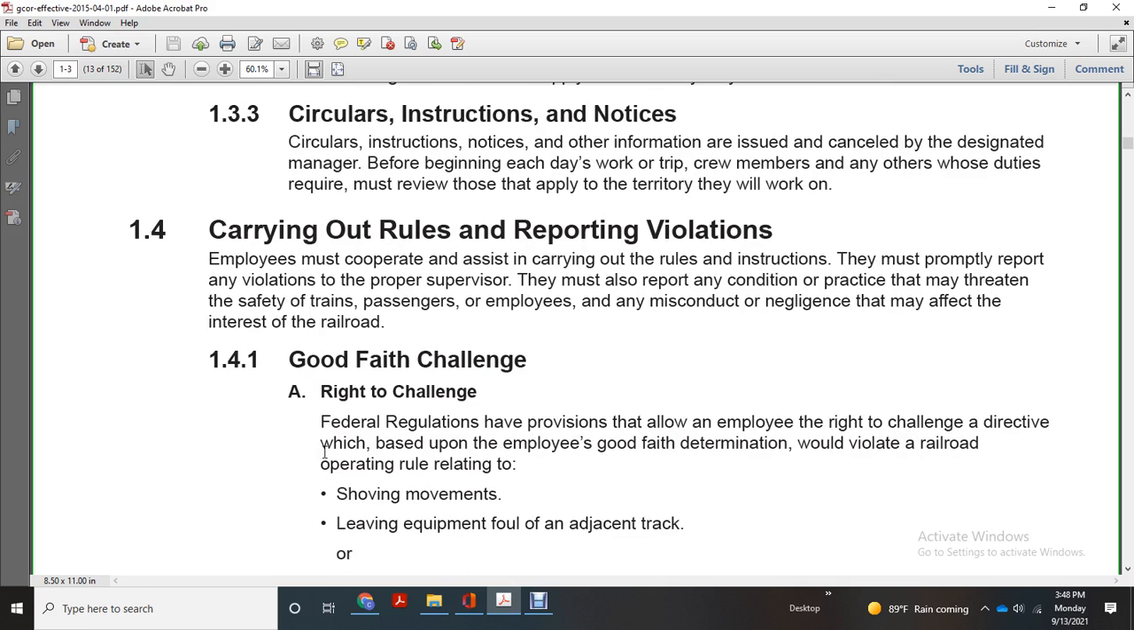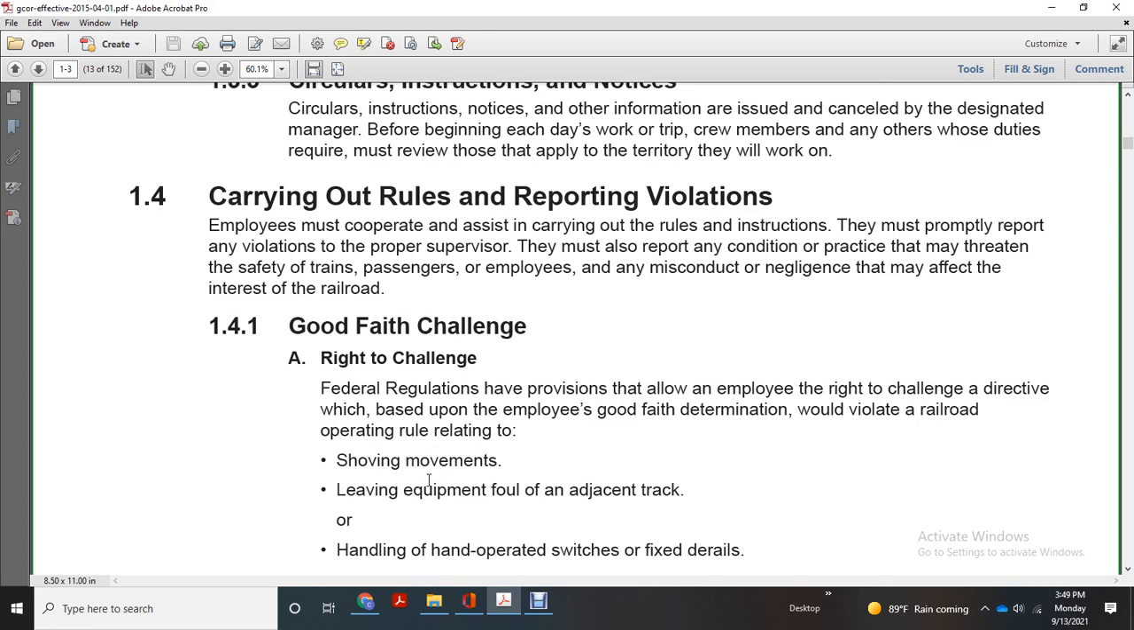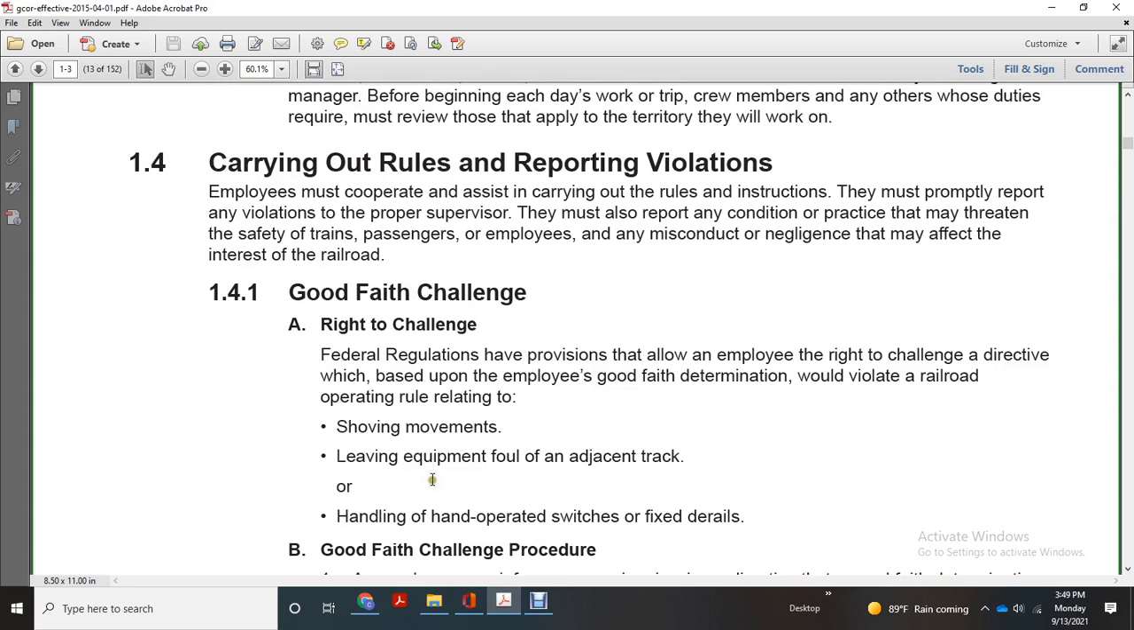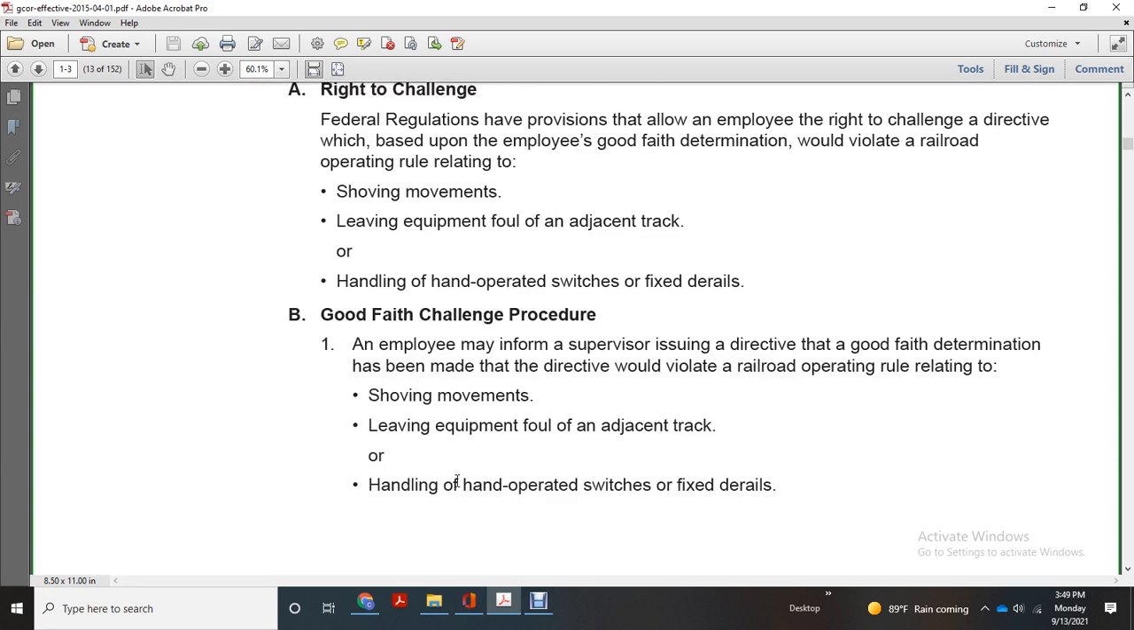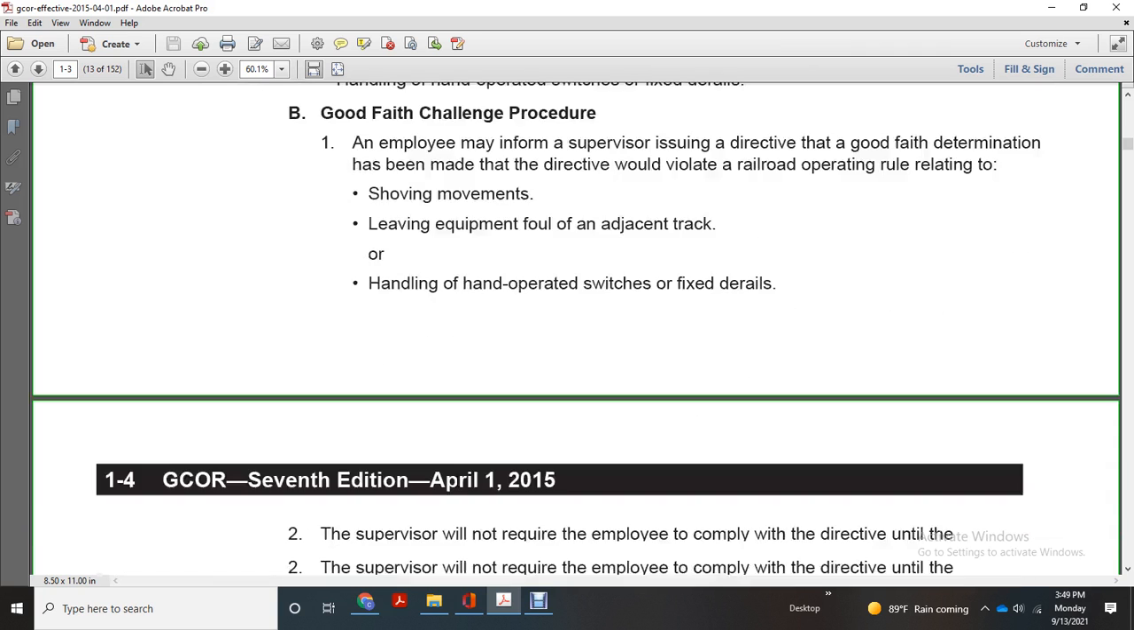Good faith challenge. Right of due challenge. The federal regulation has a provision that allows the employee the right to challenge a directive which the employee, in good faith determination, believes violates the railroad operating rules pertaining to shoving, moving, or leaving equipment, including following on adjacent track, handling a hand operated switch, and fixed derails. Good faith challenge procedure: 1. The employee informs the supervisor issuing the directive that a good faith determination has been made that the directive violates the railroad operating rules relating to shoving, moving, or leaving equipment on or fouling adjacent track, or handling hand operated switches or fixed derails.